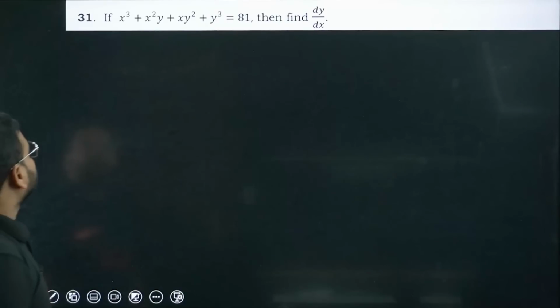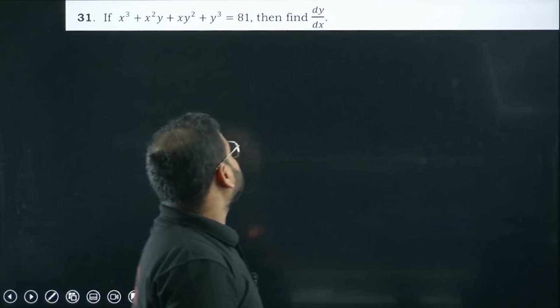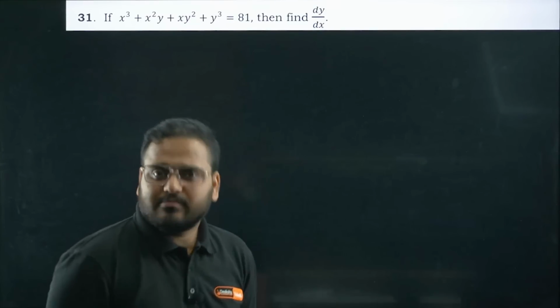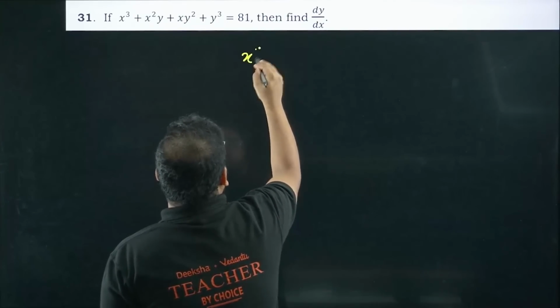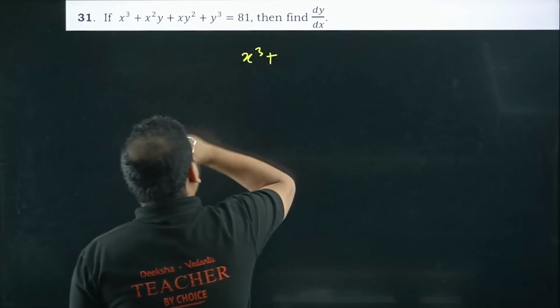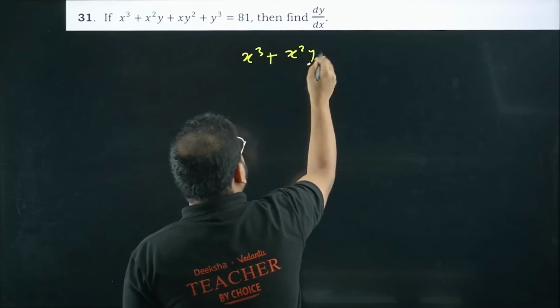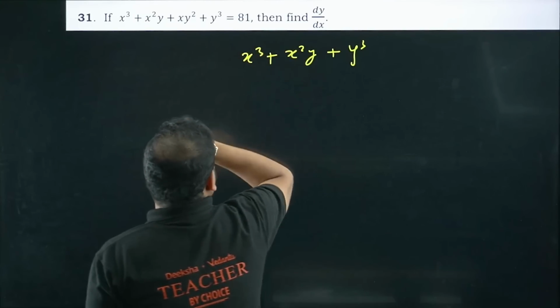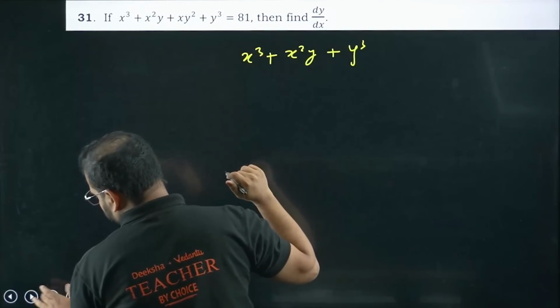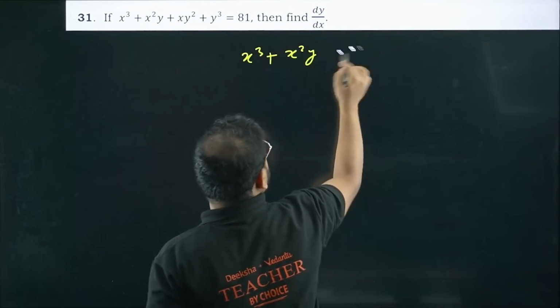If x cube plus this is nothing but 81, find dy by dx. Very simple question. Let's solve it. Right here, this whole thing, x cube, I have to apply, no problem over here. I have to apply the product rule on this side. Here again, you have to apply the chain rule. For this, I forgot one term over here. I'll write it again.